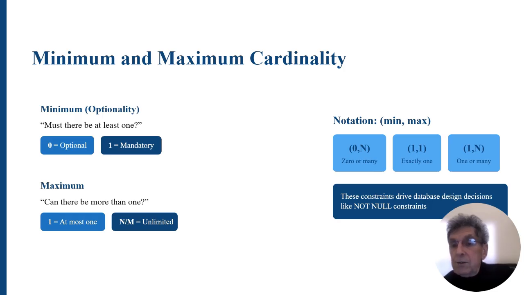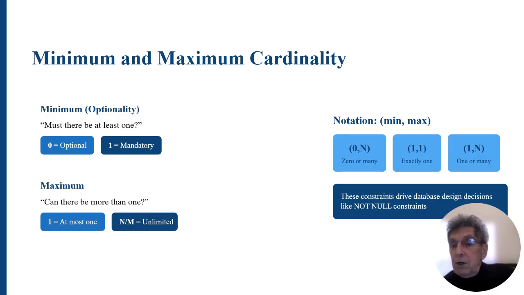Maximum cardinality answers: can there be more than one related instance? Maximum 1, at most 1. A visit has at most one patient, exactly one in fact. Maximum n, for many, unlimited. A patient can have any number of visits.